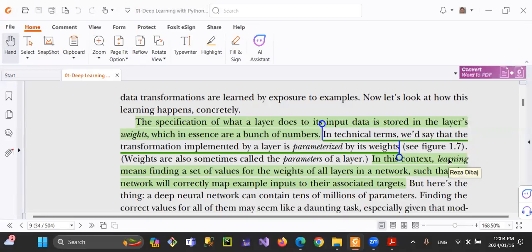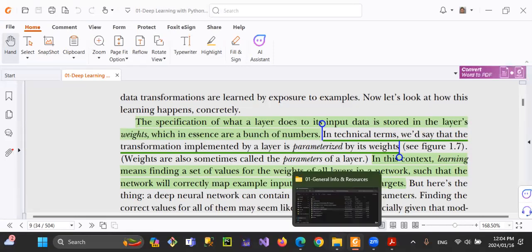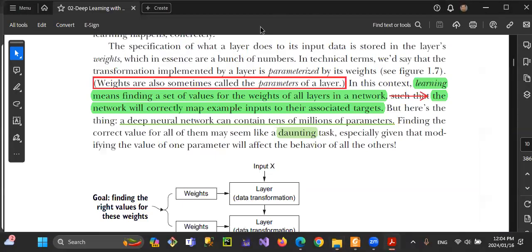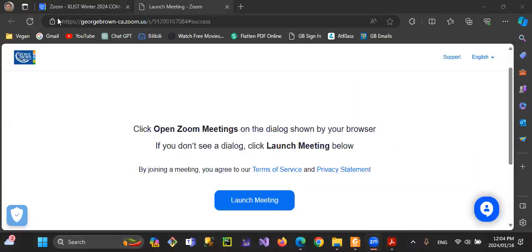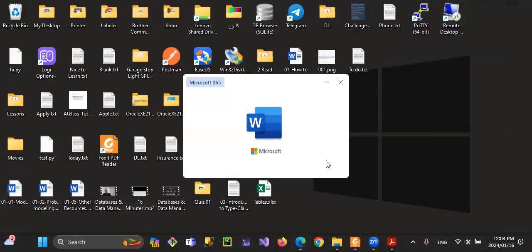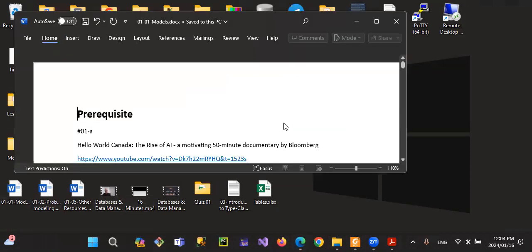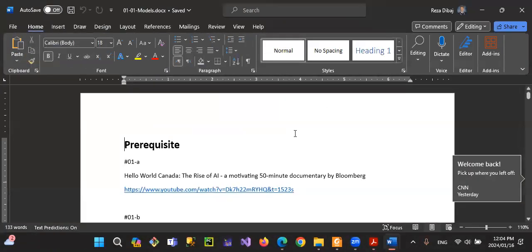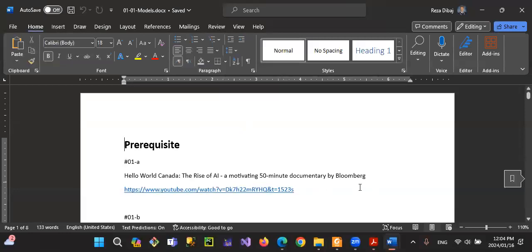Okay, good afternoon, everyone. I hope you are doing great. The thing is, as you remember, we talked about neural nets. And today we want to cover a part which is super important. At the end of today, we are going to get to the end of chapter 1. Next week, we're going to start chapter 2.